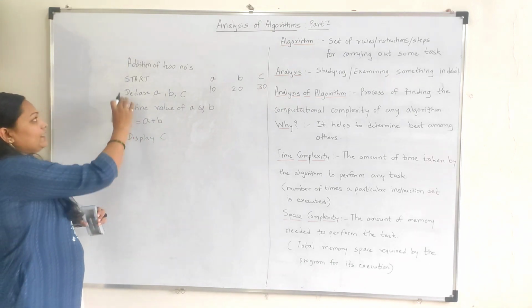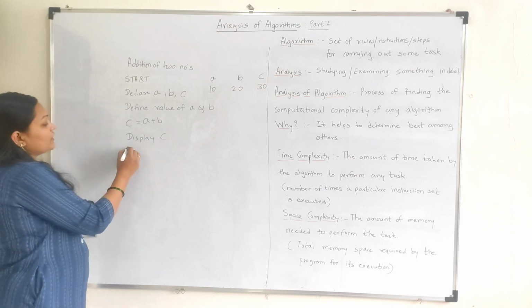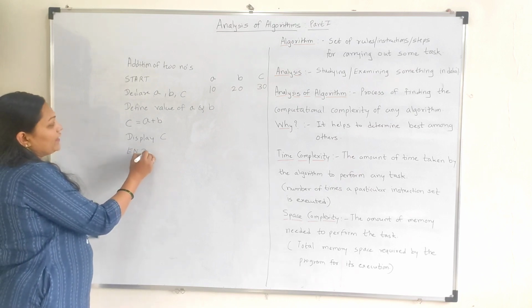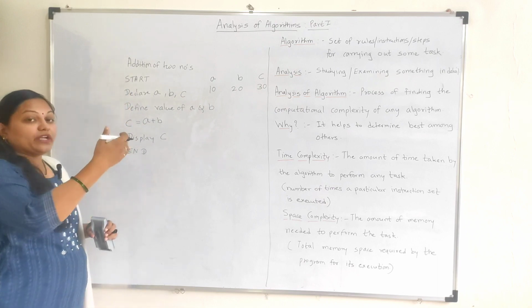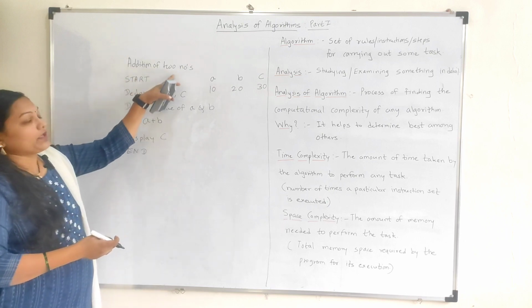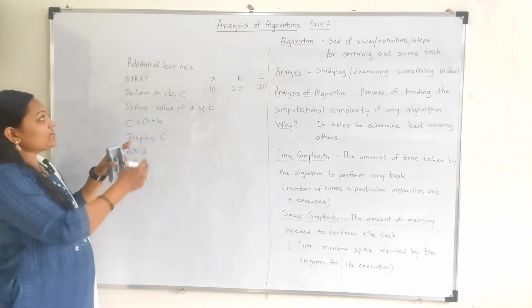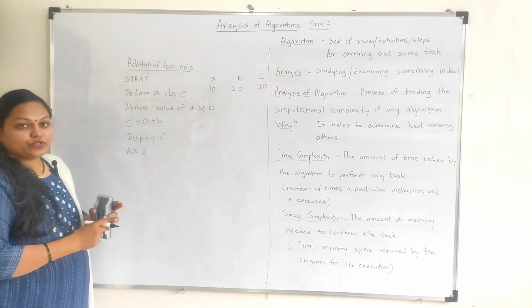Okay, and in this way we can perform addition of two numbers. So here we just need to write down end. This is start and this is end, and in between that you need to write down the instructions which we require for performing any specific task. So in this example, we are performing this task, addition of two numbers.